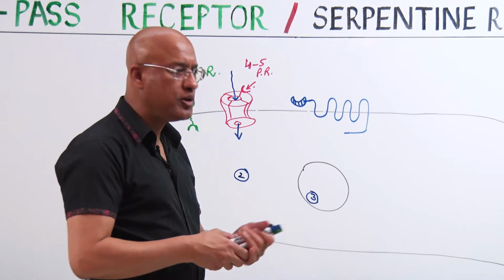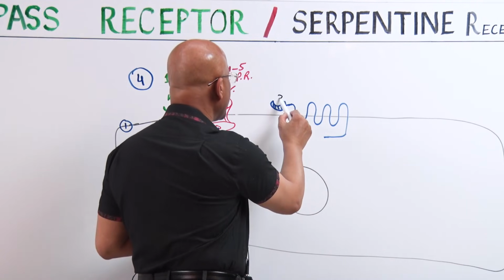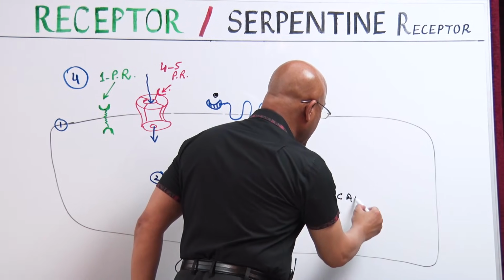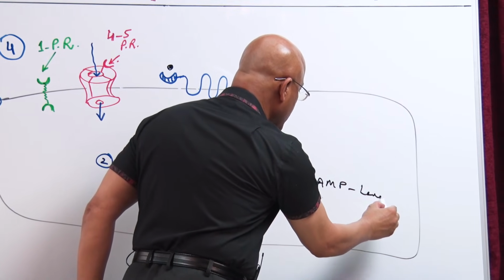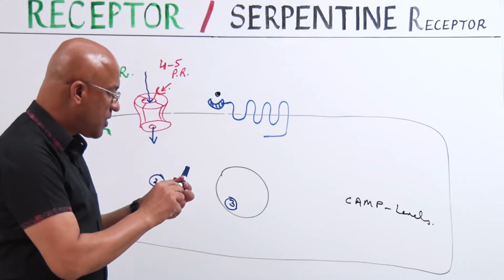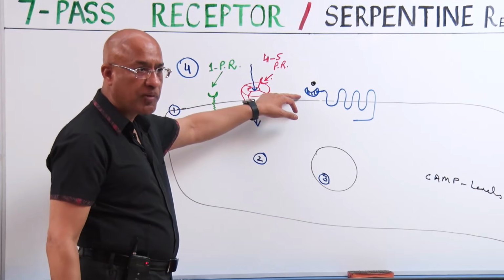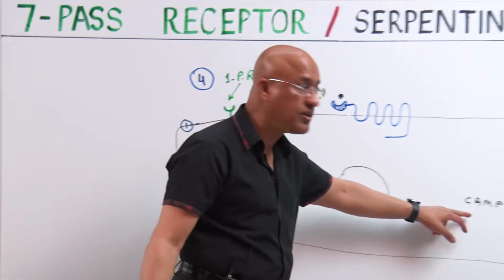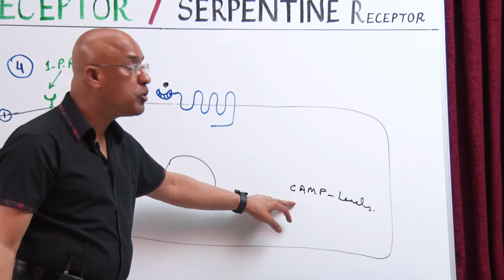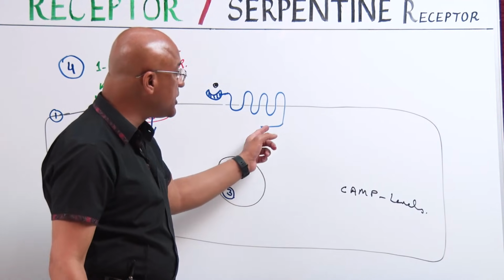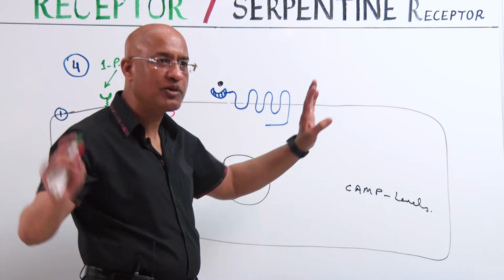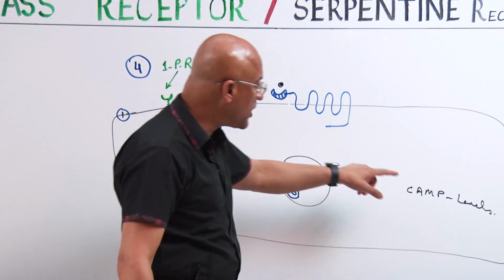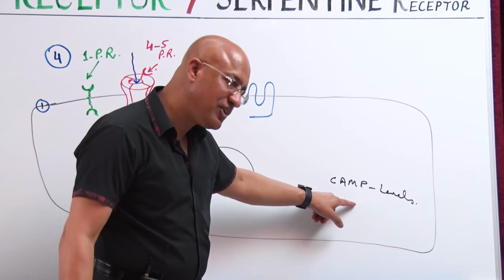In those days, they only knew, for example, that if adrenaline binds here, there is a change in, for example, cyclic AMP levels. So if catecholamines, adrenaline or noradrenaline, bind with the 7 pass adrenergic receptor, there is an intracellular change in cyclic AMP levels. In those days, many decades back, we did not know what was happening in between. We were just knowing that adrenaline binds with the ligand binding domain, and somehow in the cell, cyclic AMP levels change.